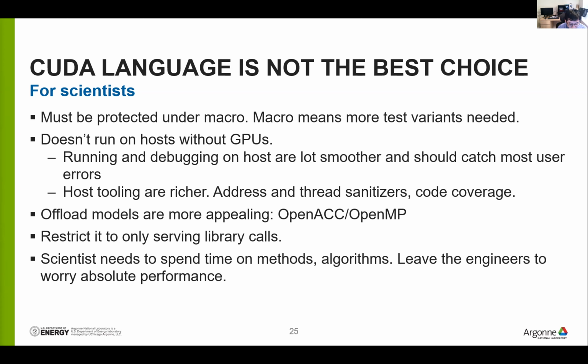We should restrict using CUDA, a programming language, only to servicing those vendor library calls. Scientists should spend time on methods and algorithms, and leave it to engineers to worry about absolute performance. If not using CUDA brings you a 20% loss of performance, ask for 20% more hours from the compute centers.